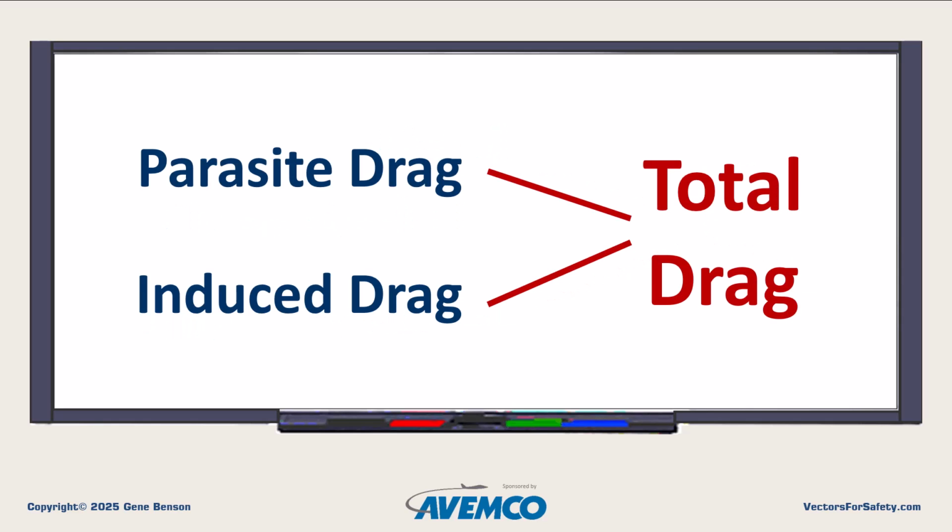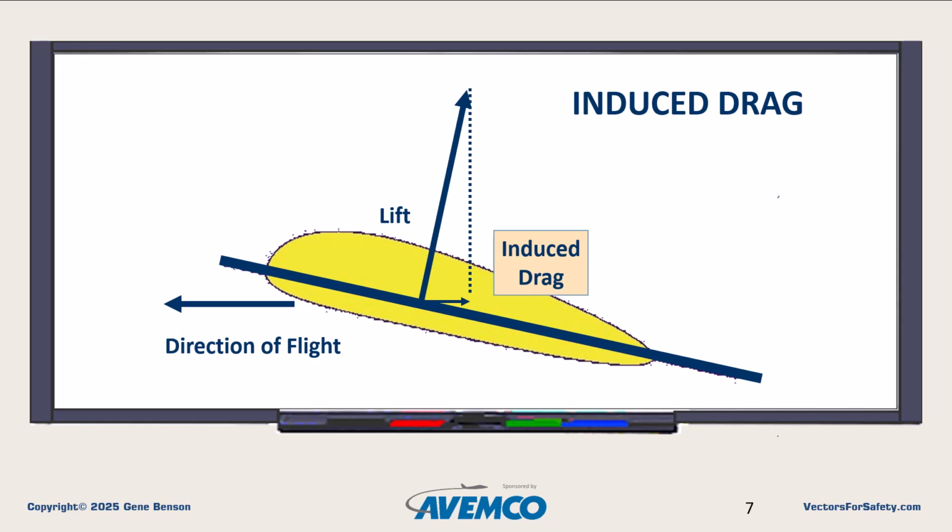Then, for a quick review of drag, parasite drag is all the drag that is not involved in creating lift. Induced drag is a byproduct of lift. When we put them together, we have the total drag affecting the airplane at a particular time. Remembering how vectors work, induced drag is a byproduct of lift and increases with the angle of attack due to the rearward component of lift.